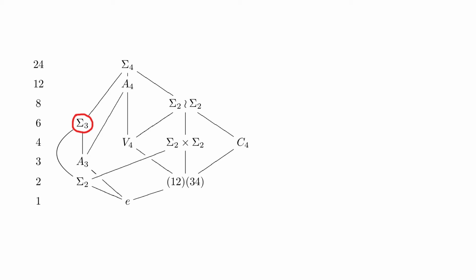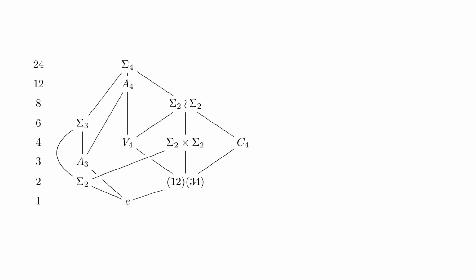The group of order 6, denoted by sigma 3, consists of all permutations that fix the element 4. The group of order 8 is a 2-Sylow subgroup of sigma 4. It is the normalizer of sigma 2 times sigma 2, and it is abstractly a semi-direct product of sigma 2 acting on Z2 times Z2 by switching the factors. The group of order 12 is the alternating group. Of all these subgroups, only the trivial subgroup, the group V4, and the alternating group are normal in sigma 4.